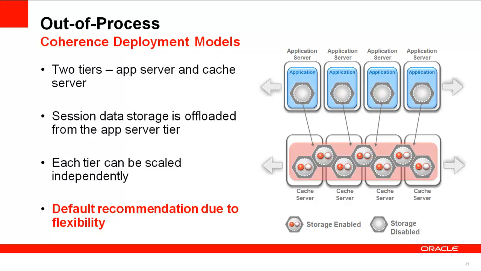We would call this an out-of-process topology because the storage-enabled nodes, where Coherence is storing data and operating on that data, are located out of the process where the application is running. And this is the default recommendation due to the flexibility of this model, again, so that you can scale the tiers independently.